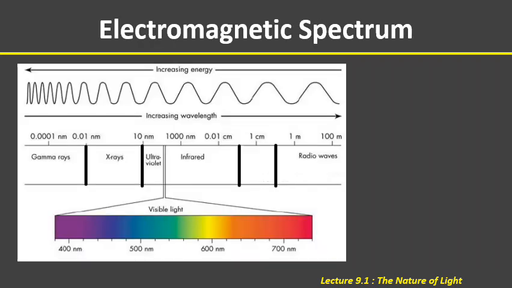And because that oscillation is an oscillation of an electric field and a magnetic field, we call this electromagnetic oscillation. And if you look at all the different frequencies of this, we call that the electromagnetic spectrum.